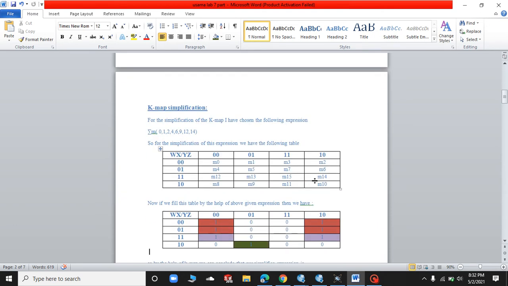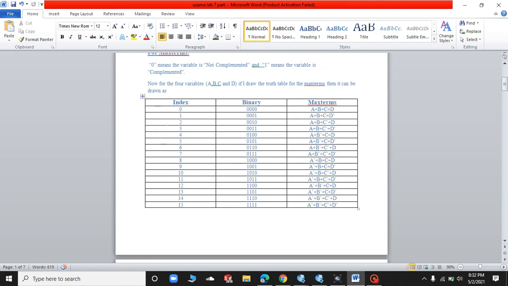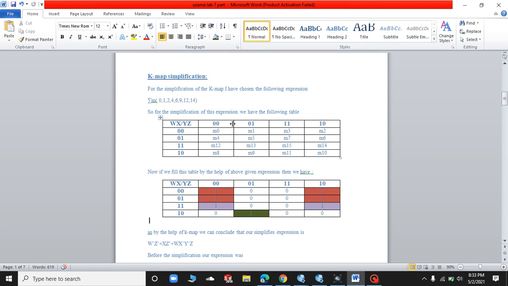So as far as the K-map simplification is concerned, first of all I would like to show you the expression which I have implemented, that is sigma m, that is the min terms. Min terms are basically an inverse of the max terms. So in the min terms, when we have 0 then we have the complemented term, and when we have 1 we don't have any complemented term, that is the single term. So I have sigma m 0 1 2 4 6 9 12 14.